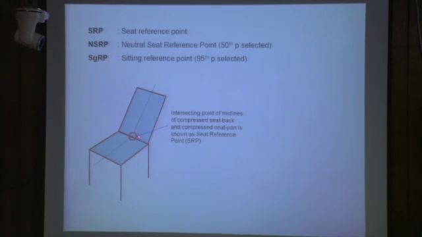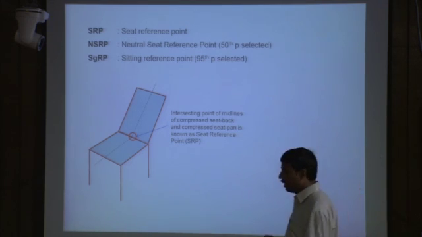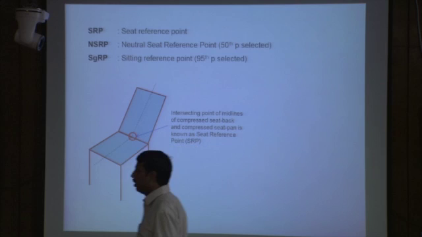Similarly, while the 95th percentile driver is adjusting the seat forward and backward, the 95th percentile driver's selected seat reference point is called SGRP. So it will be more clear if we explain with a diagram, with a sketch.